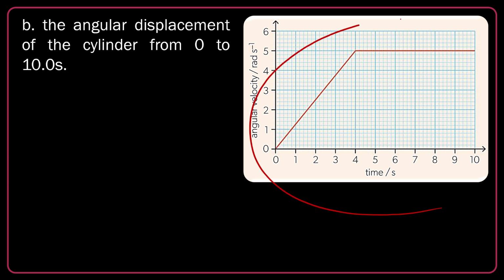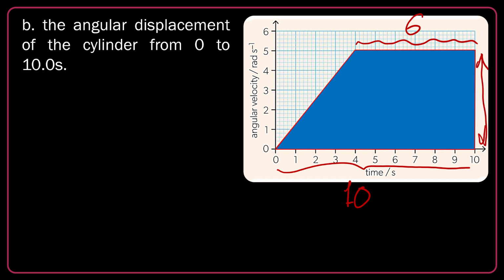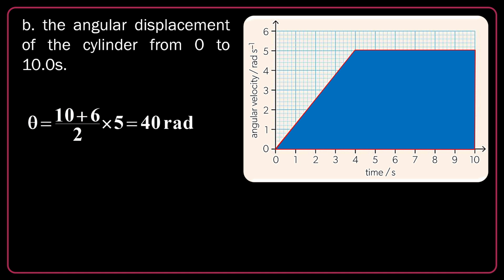In the whole motion, we are looking for the total theta, the angular displacement. As I mentioned, the angular displacement is the area under the graph. We have a trapezoid. The large base of this trapezoid is 10, the small base seems to be 6, and the height is 5. So it's 6 plus 10 times height divided by 2. And easily it will become 40 radians. 40 radians is the total angular displacement, all in 10 seconds.